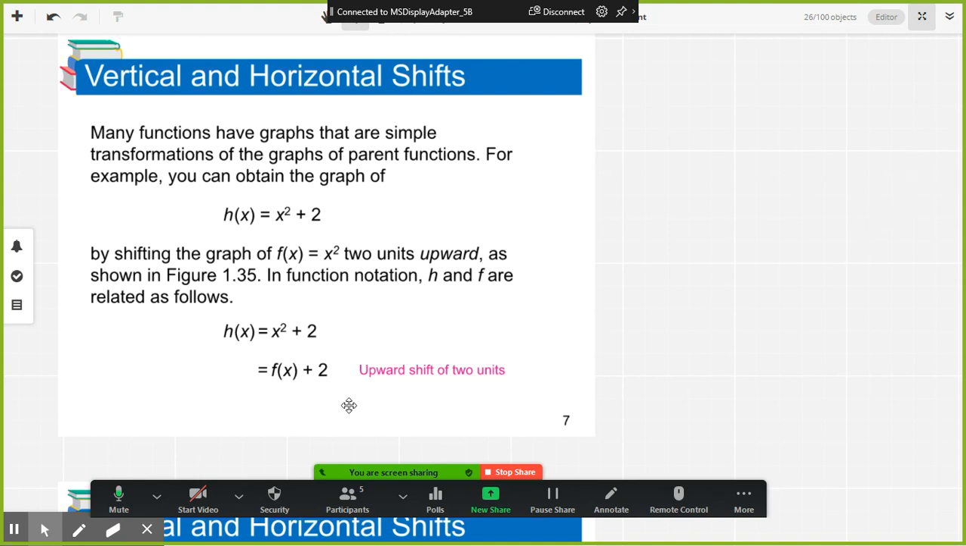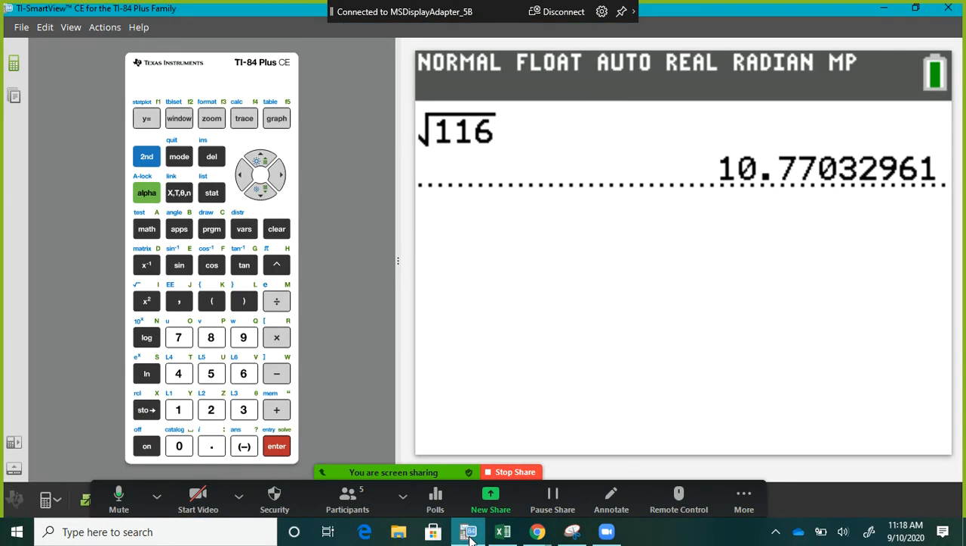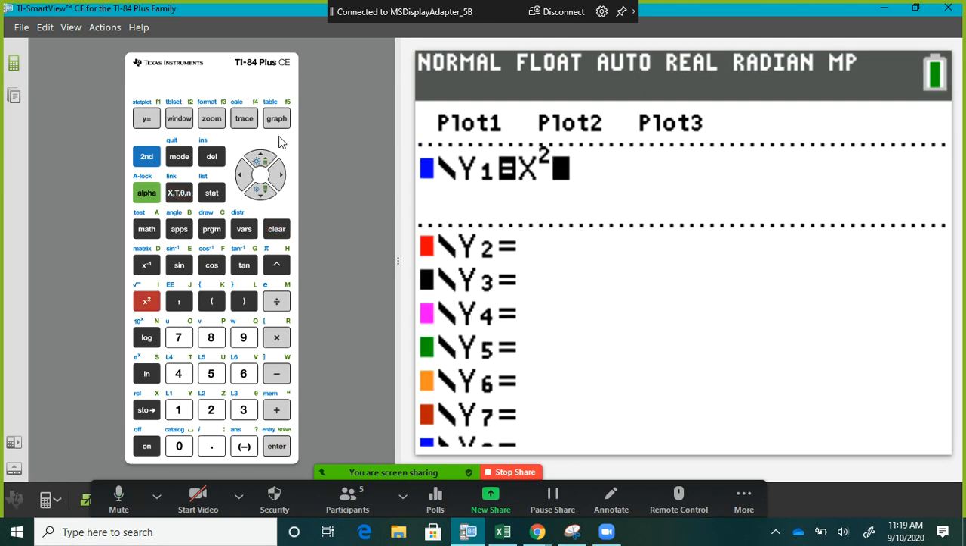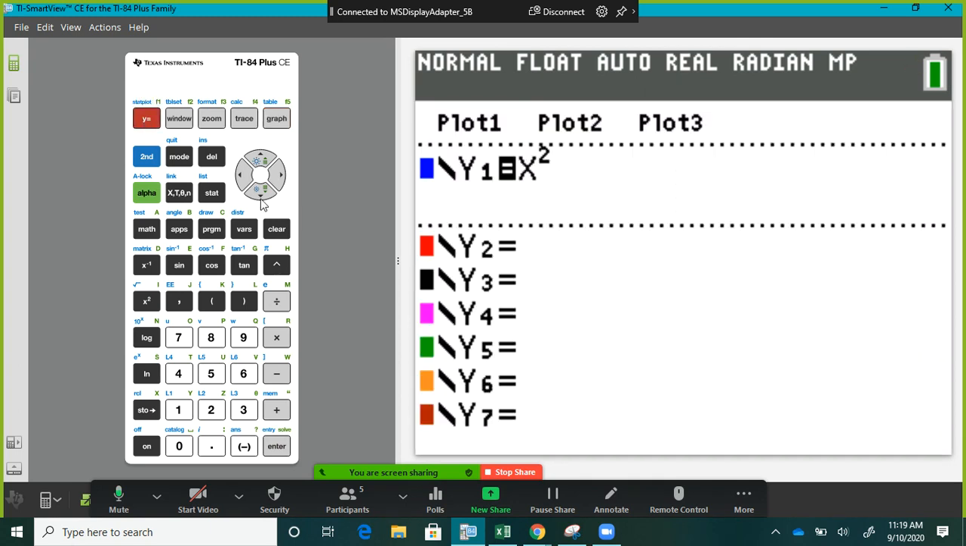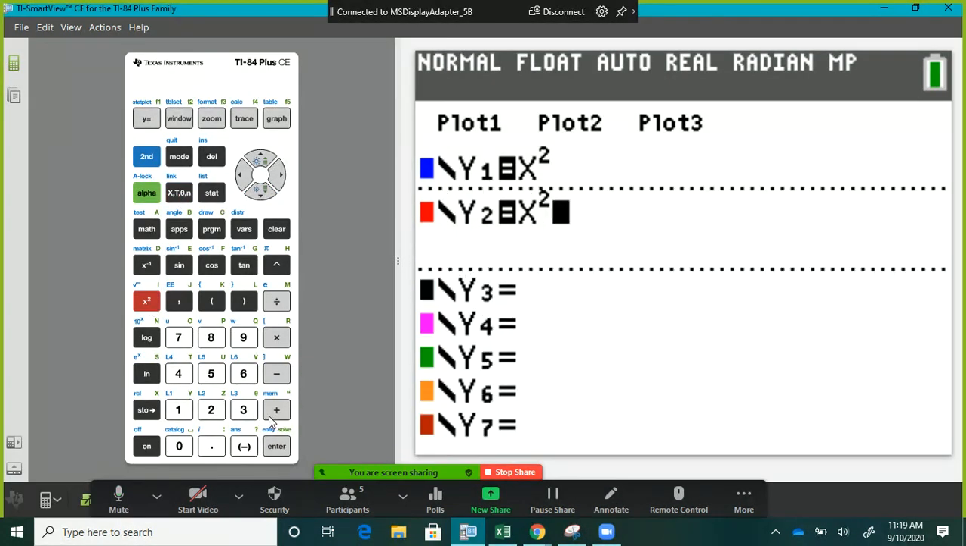So one thing we can do to show that is pull up my calculator and look at the graphs. It's nice because it has different colors. So I've got x squared, just a quadratic. That's going to give me a normal parabola. So what happens when I add 2 to that? It's going to be x squared plus 2.